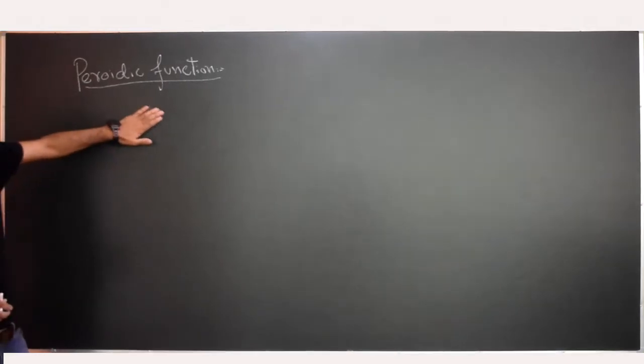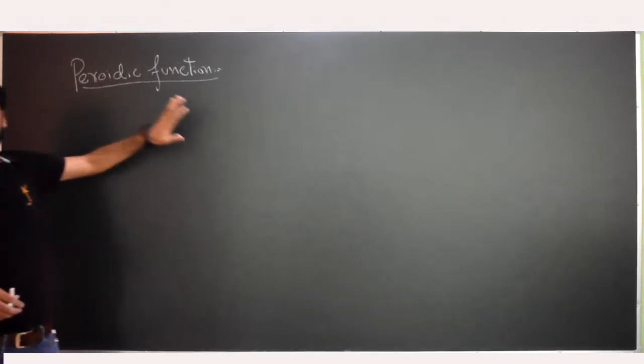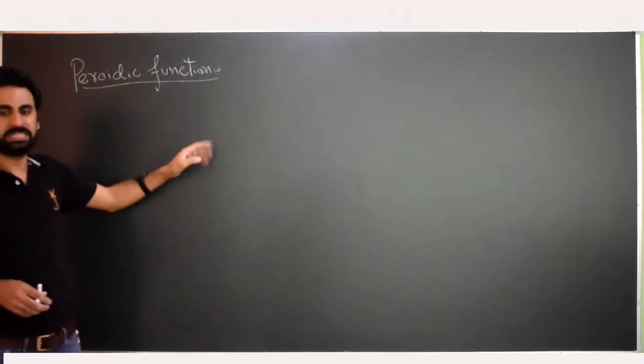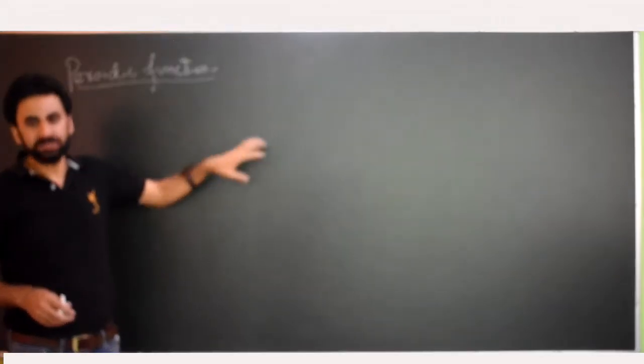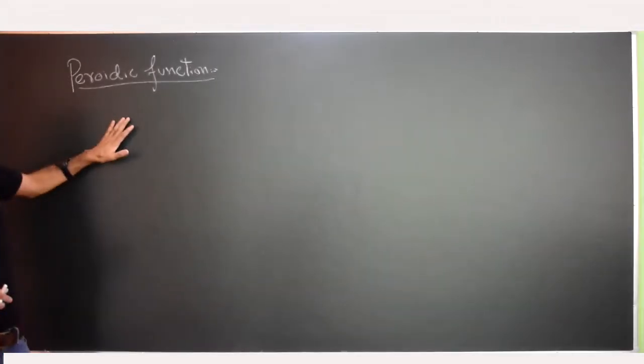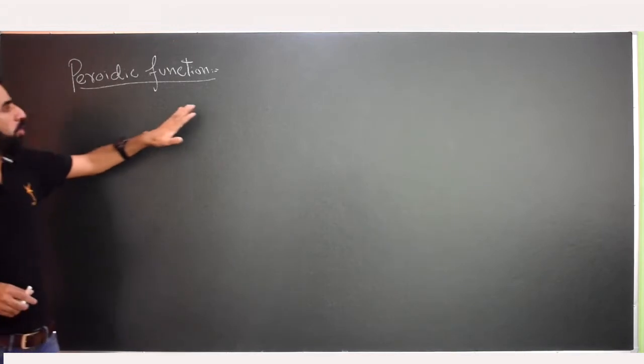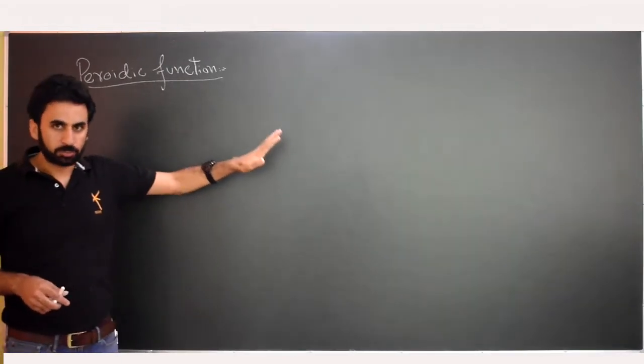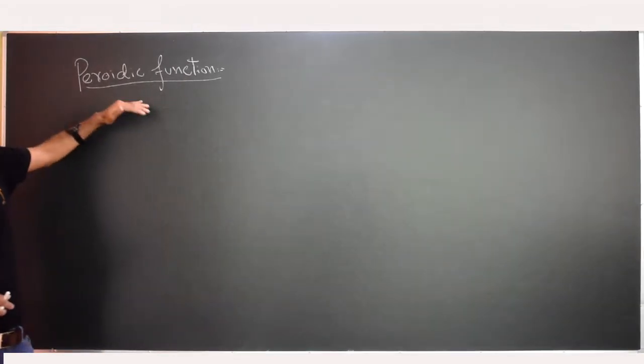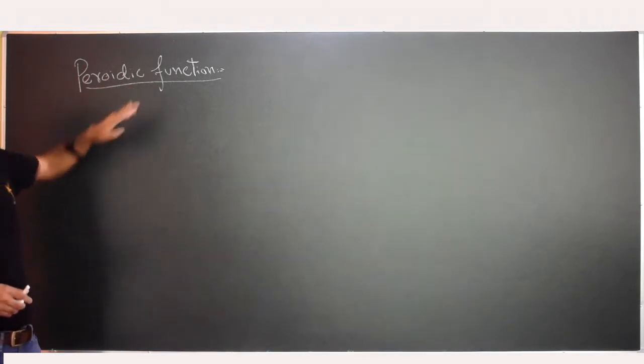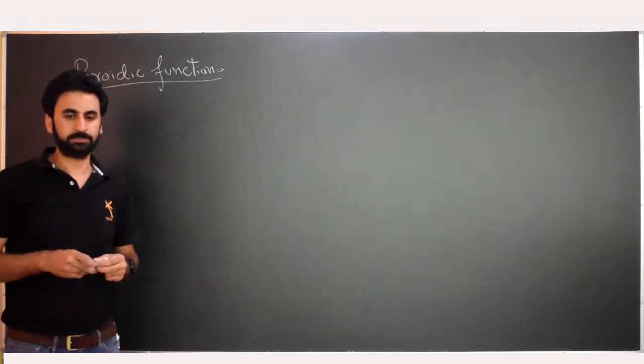Okay, we will define the periodic motion. We define periodic motion as a motion which repeats after equal intervals of time. Now, before coming to simple harmonic motion and defining simple harmonic motion, we need to essentially understand the concept of periodic function.